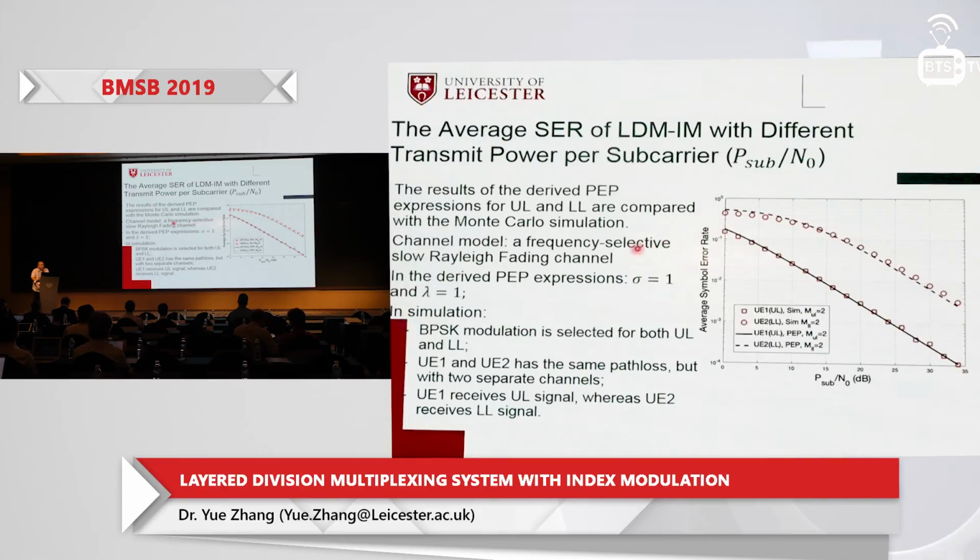And here we use the frequency selective Rayleigh fading channel, a classic channel, and also use BPSK for both the upper layer and the lower layer. There are two UEs, so two users. We only have two layers, so we can support the two users at the same time. The two users have the same path loss, but with two IID channels, so the two channel profiles are different. The path loss uses an exponentially decayed path loss model.